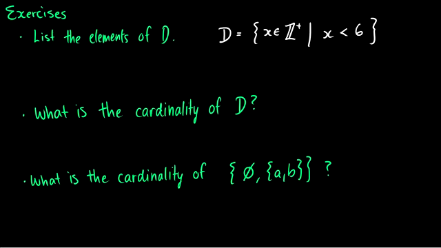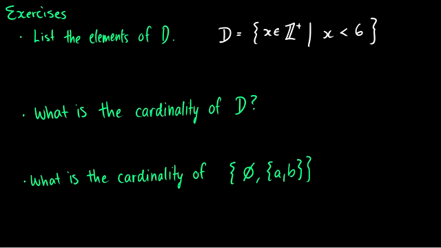So here I have some exercises. And these all refer to the first 2 refer to the set D, and the third one is completely different. Try them yourself, and if not, well, I'll give you the answers now. So list the elements of D. D is the set of x in positive integers such that x is less than 6.